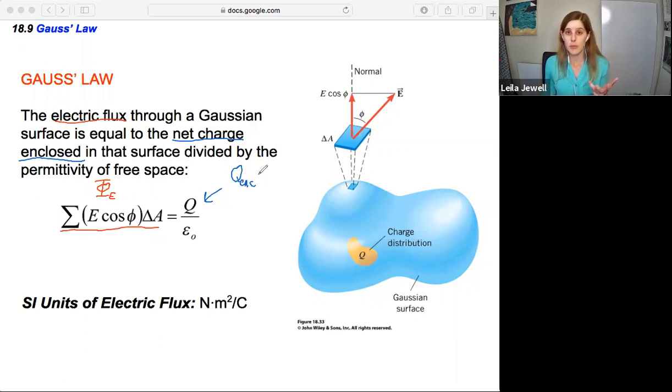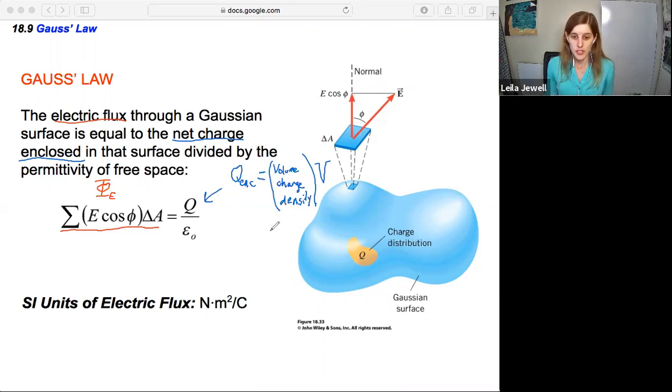enclosed. So one way we can do that, if we're working with a three-dimensional Gaussian surface, as is shown here, is we can work with the volume charge density and multiply that times the volume. So volume charge density multiplied by the volume V of our Gaussian surface, and that can tell us how much charge is enclosed, right?